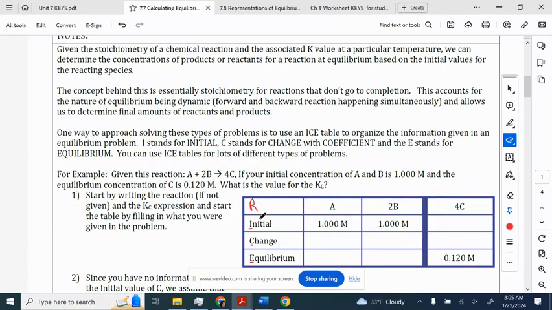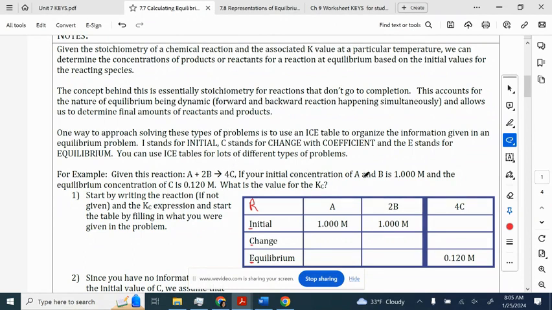All right, so like I said, sometimes you'll hear them called RICE tables, where this is your reaction. This is what you're starting out with initially. This is what's happening: either you're taking some of this stuff to form this, or you're taking some of this to form these, and then how much you're going to be left with at equilibrium. Okay?